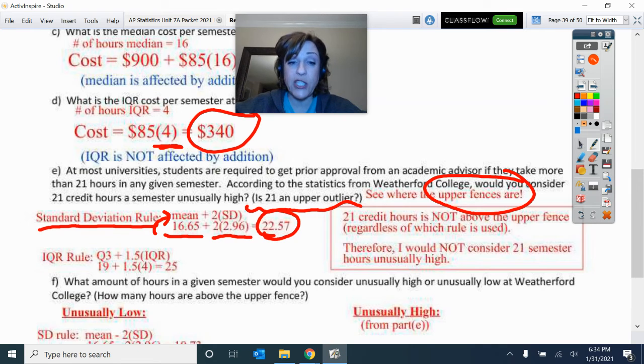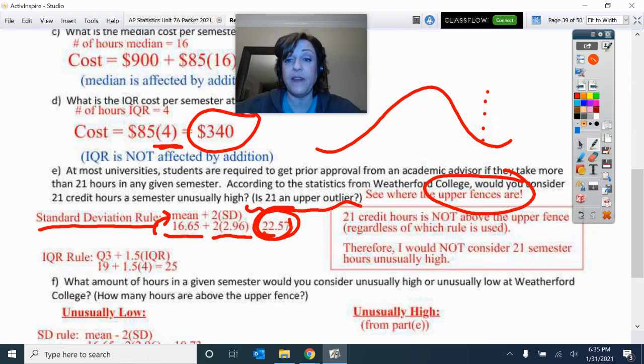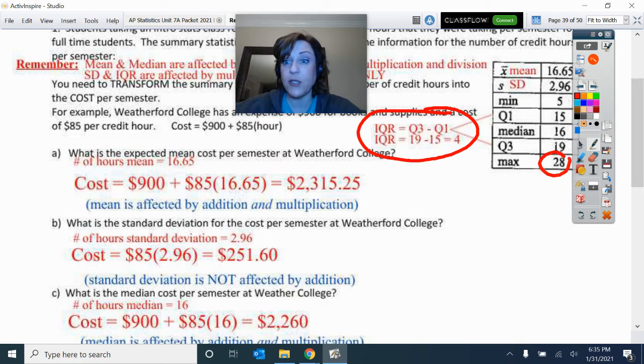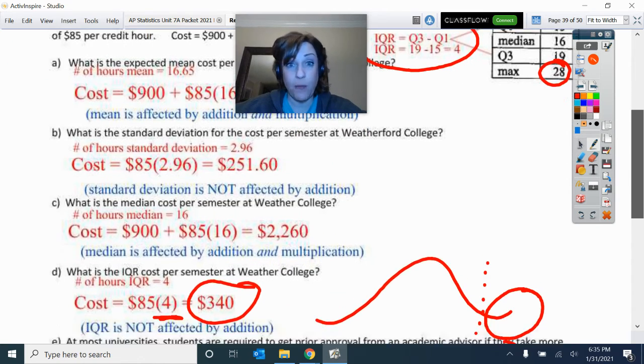Once you have that fence, you want to see if the maximum is above the upper fence. So let's take a look. 22.57. Oh, look, that max was 28. So we definitely had an upper outlier.